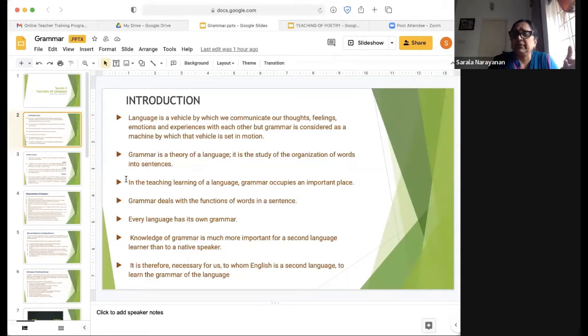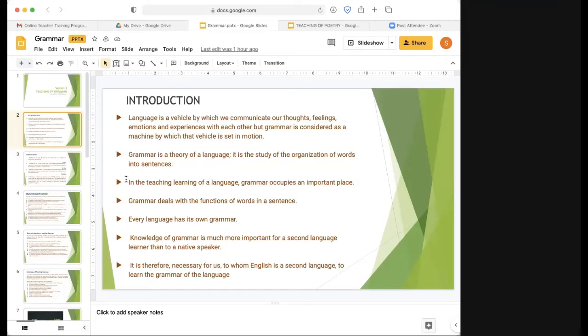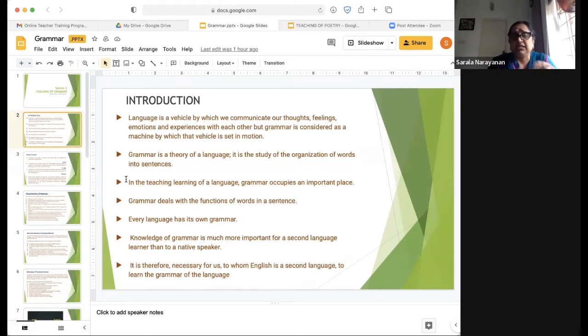He will know it automatically. But when we as second language learners, English as a second language, we need to know the importance of grammar. And every language has its own grammar. See, in Tamil, there may be something. In Hindi, there may be something. In English, something. See, for a simple thing as letter writing, if you take.